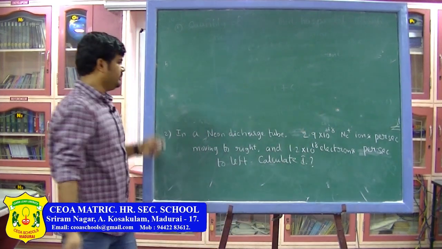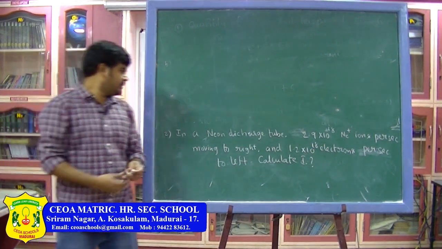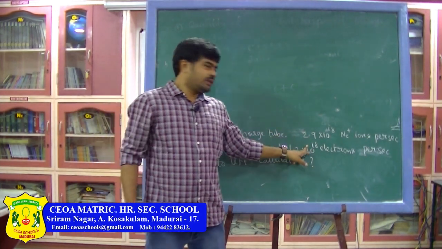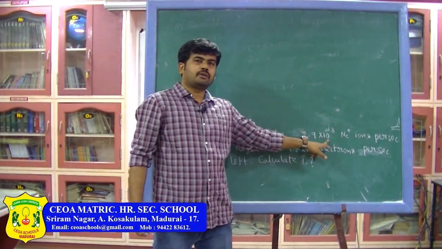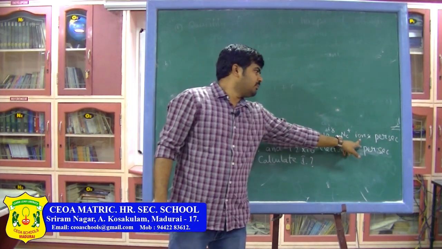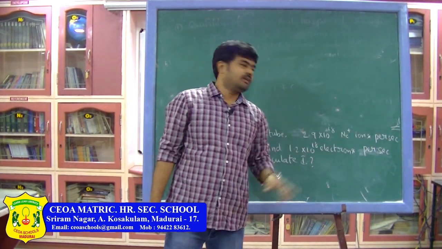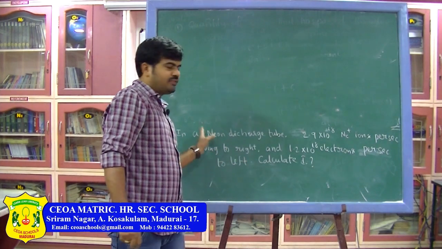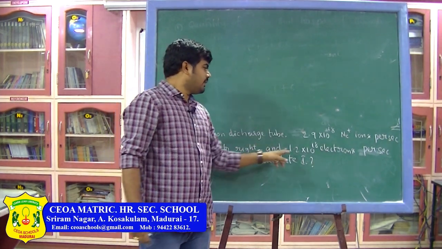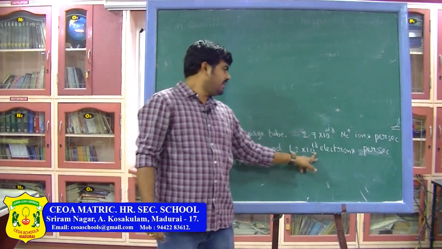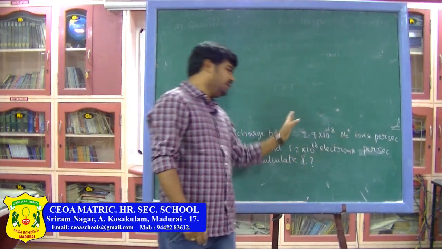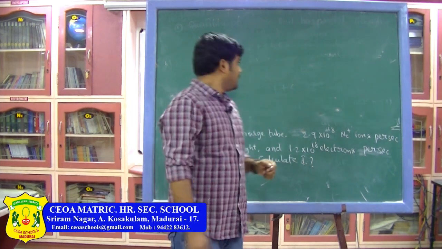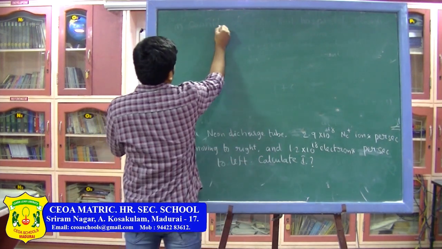The next question is: in a neon discharge tube, 2.9 into 10 to the power of 18 neon plus ions per second are passing from left to right, that means towards the right, and 1.2 into 10 to the power of 18 electrons per second are moving to the left. Then calculate the equivalent amount of current. Now, let us do this problem.